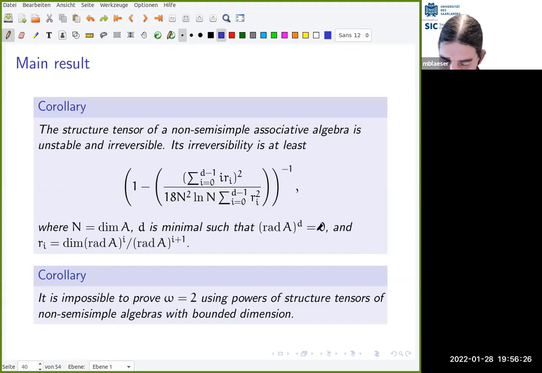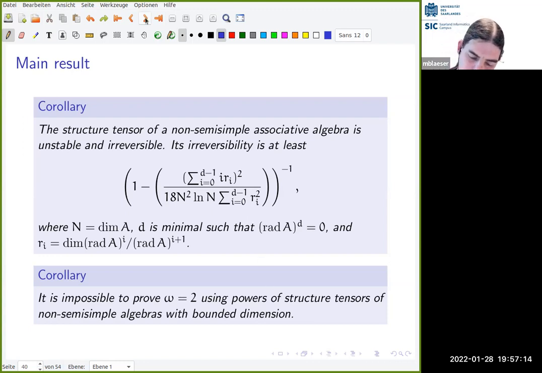So you can even prove a lower bound on the irreversibility number in terms of some structural parameters of the algebra. But the actual formula is not so illuminating. It simply comes out of corresponding bounds which you can get from the moment polytope. What you get from this is that it's impossible to prove omega equals 2 when you start with a structure tensor of a non-semisimple algebra which has bounded dimension. The only way to achieve omega equals 2 would be a sequence of algebras, which I cannot rule out, that gets larger and larger and gives better and better bounds on omega. But when you start with one fixed dimension, this will not work.